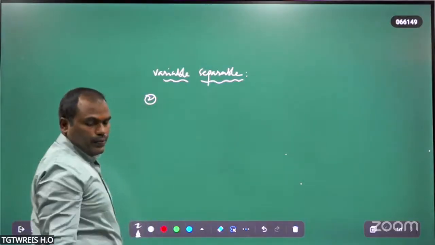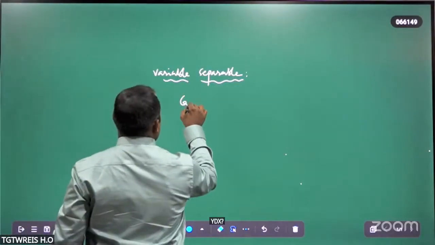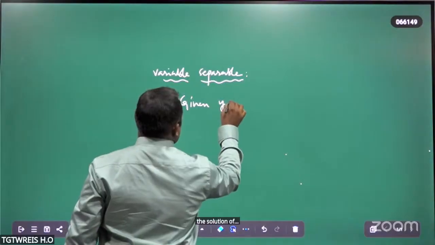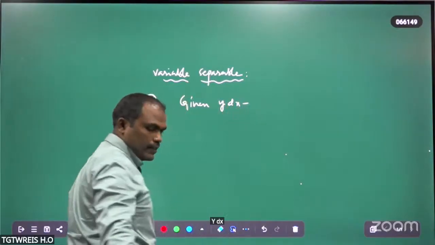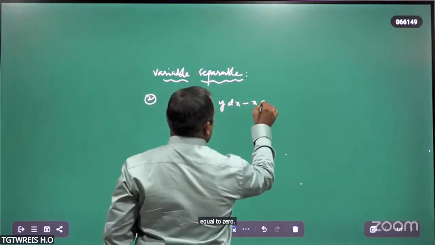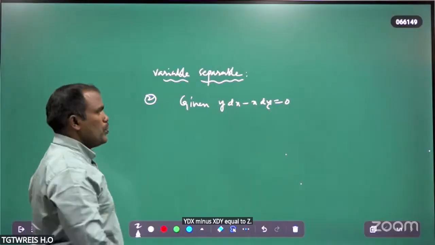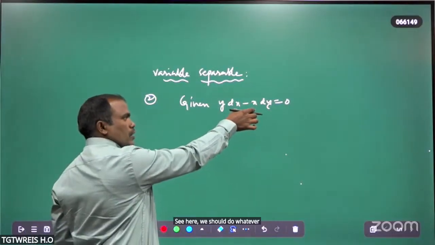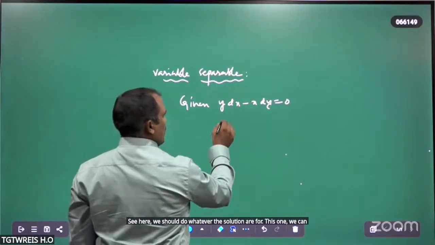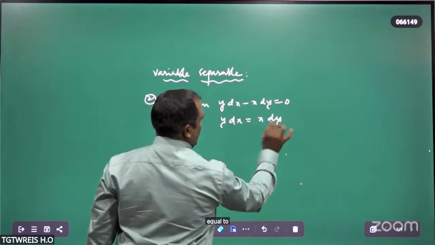The solution of y dx minus x dy equal to 0. See here, we should do what here? The solution of this one, we can write first variable separable, means y into dx equal to x into dy.